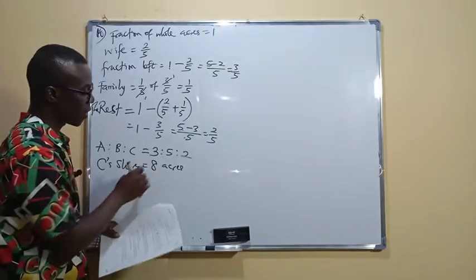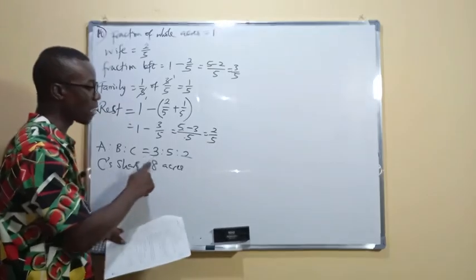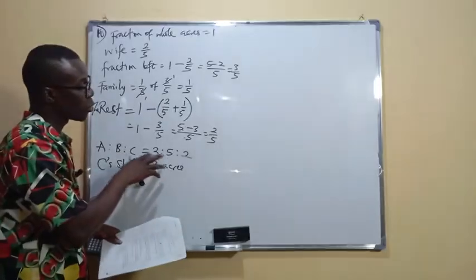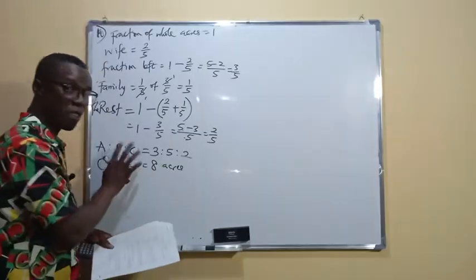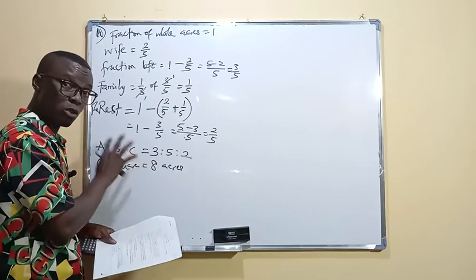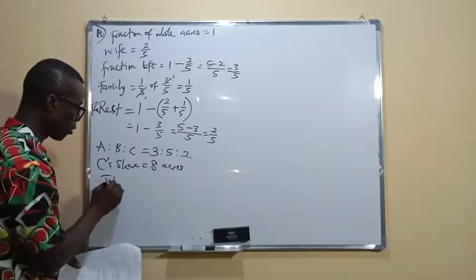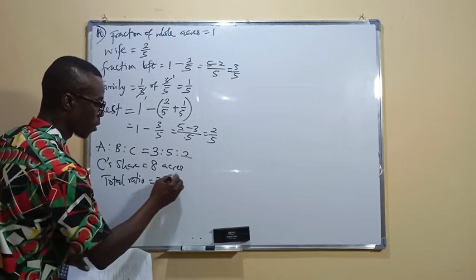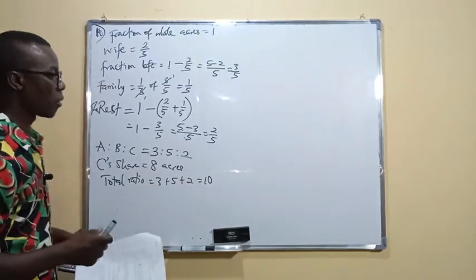Now, since I have the ratio for the smallest share as well as the quantity for the smallest share, I can use that to find the acres of land given to the children to share. How can I do that? First, I'm going to find the total ratio. So the total ratio for the children is 3 plus 5 plus 2, and that gives me 10.